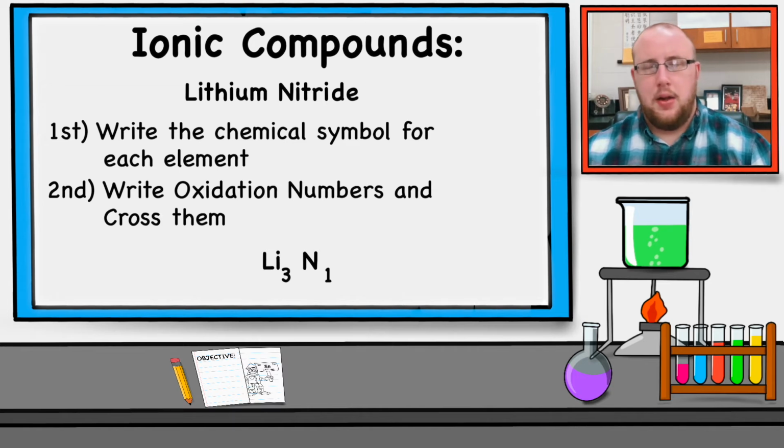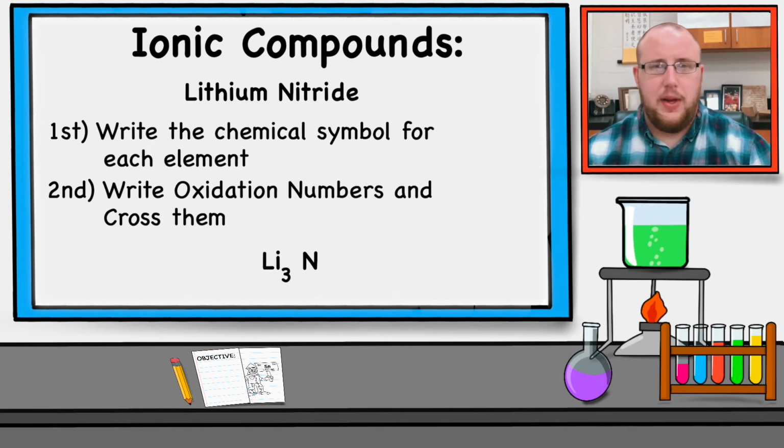Li3N1 would be the chemical formula for lithium nitride, except in chemistry, whenever something is a 1, we don't put any subscript, so it'd be Li3N. So that would be lithium nitride's formula.